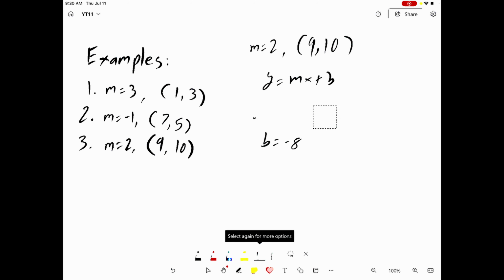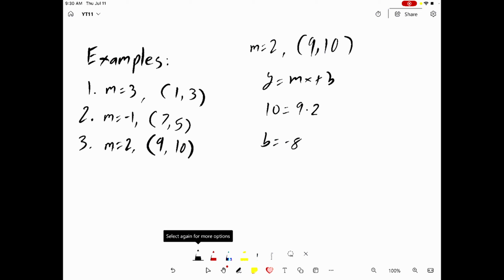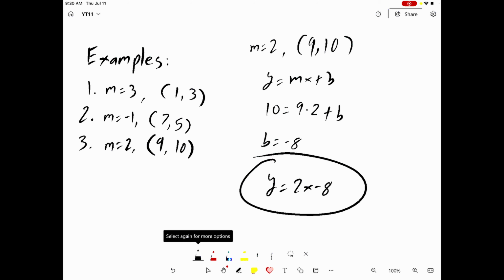Let me just rewrite the step because it does look quite messy. 10 is equal to 9 times 2 plus b on the outside. Order of operations, remember that. b is equal to negative 8. Our answer is going to be y is equal to 2x minus 8. That's our third example. And if we want to verify this example, it's really simple. Again, we just substitute our point in. 10 is equal to 2 times 9, which is 18 minus 8. And this is correct. With those 3 examples solved, let's move on to our practice problems.